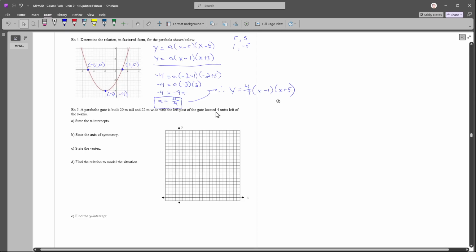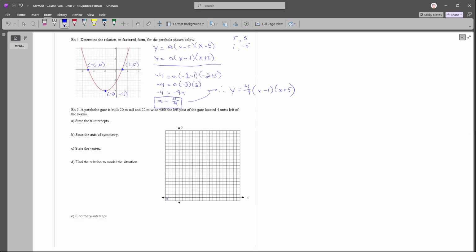Oh, which is located 4 units left of the y-axis. Okay. So that means the left post is right here at location negative 4, 0. And the right post is 22 meters to the right. So that means it's going to go all the way over to the right-hand side, 22 meters past negative 4. So that's going to be a positive 18.